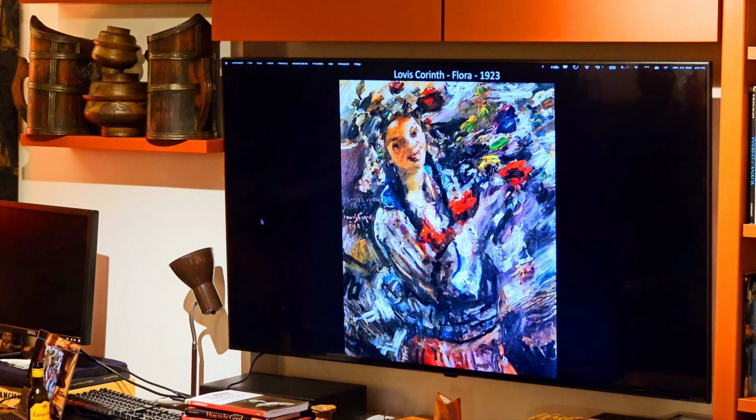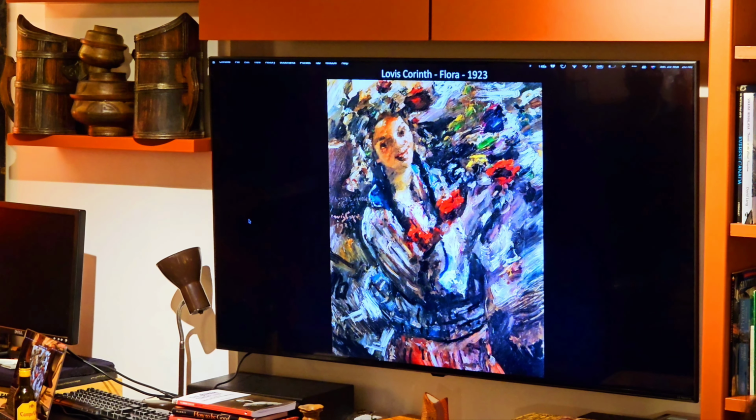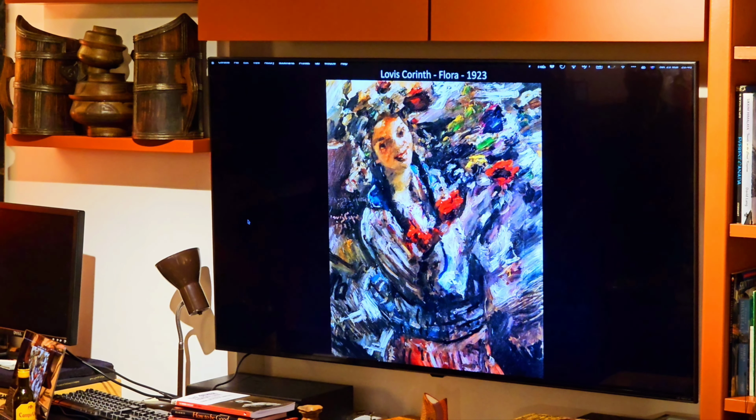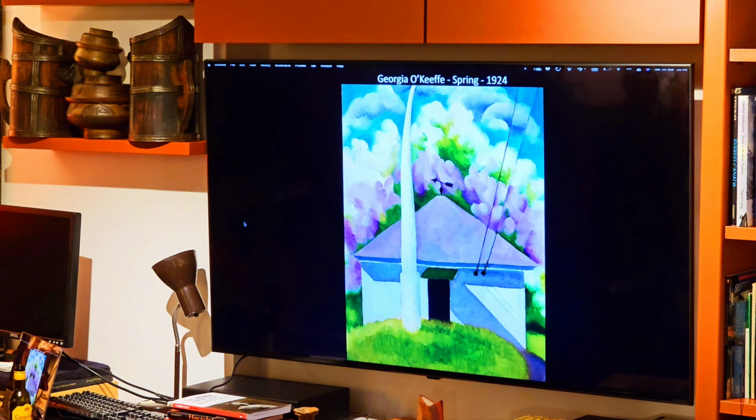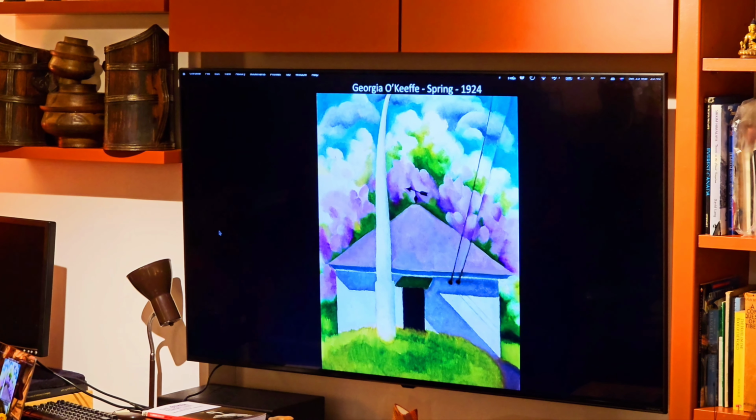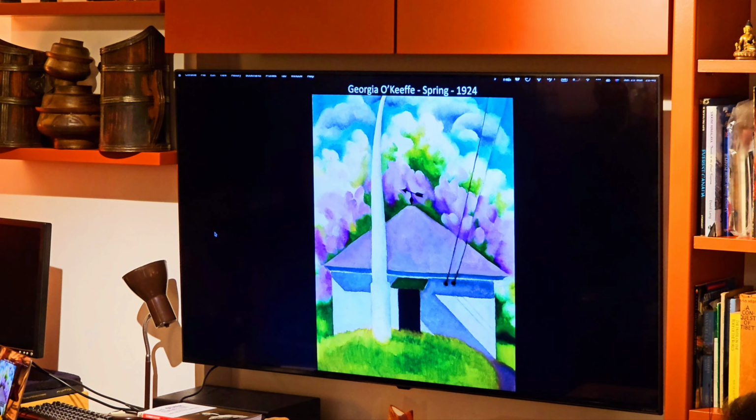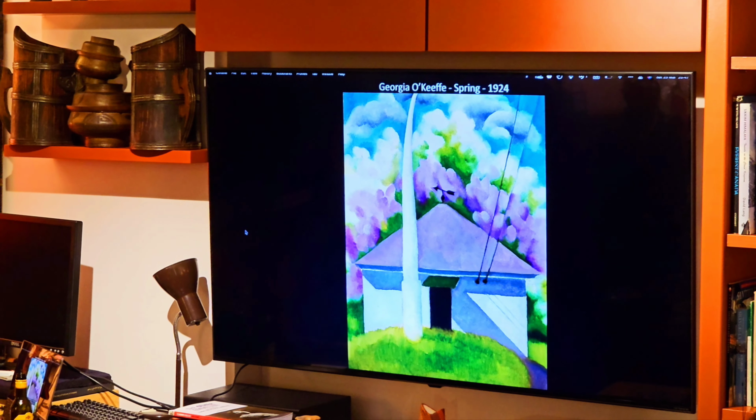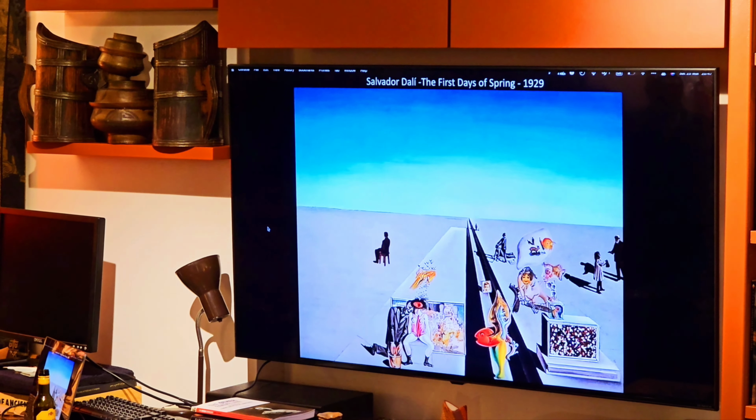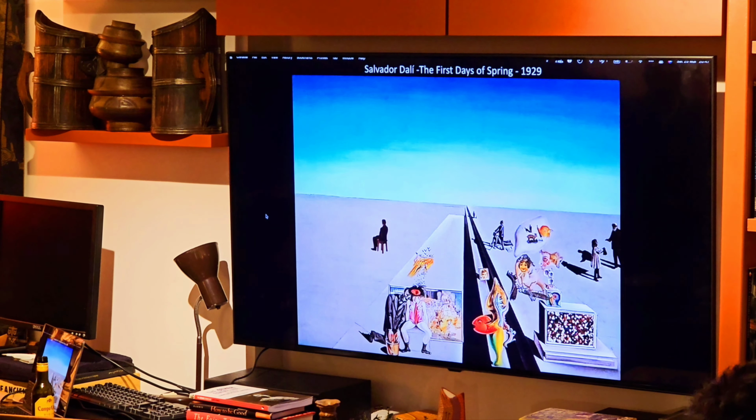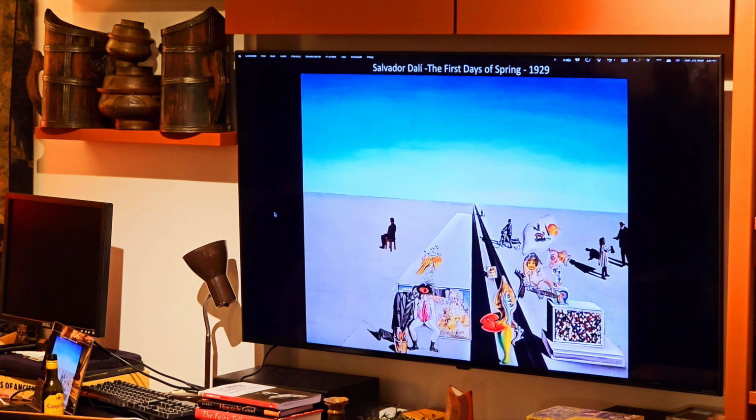German Expressionism took on spring. This is, I guess, a bit gaudy, but it's, and then American Modernism. This is Georgia O'Keeffe in the early part of the last century, and then spring gets depicted in a lot of more obscure ways. This is Salvador Dali, who has decided that spring looks like this.